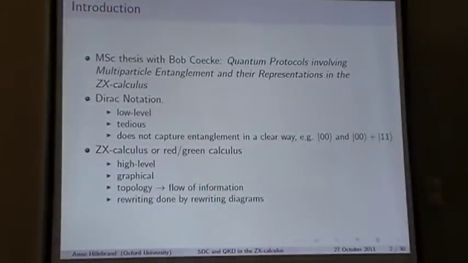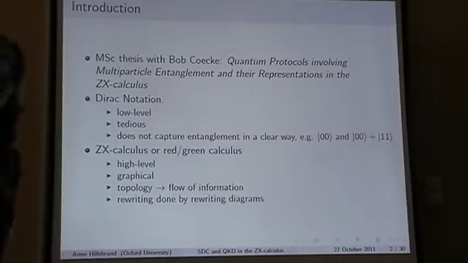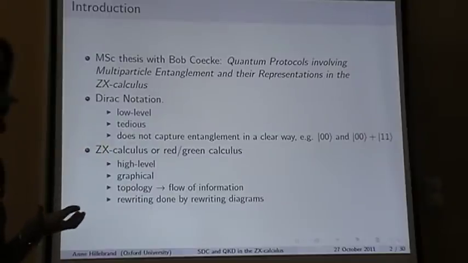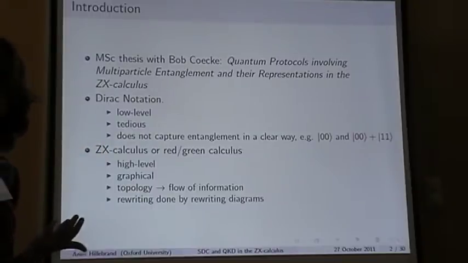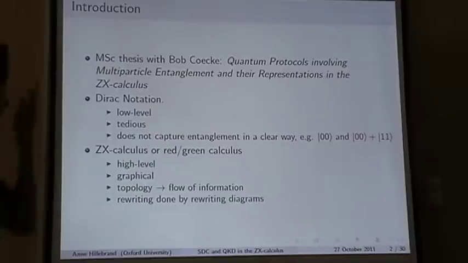So now let's take the ZX calculus, also called the red-green calculus, because it consists of red and green dots mostly. This is a more high-level language. It's graphical, so you can sort of see what's going on. The topology of the graphs that we'll be looking at is very important, and this sort of exemplifies the flow of information. So this is especially useful for protocols that involve an exchange of information, such as teleportation, quantum key distribution, that sort of thing.